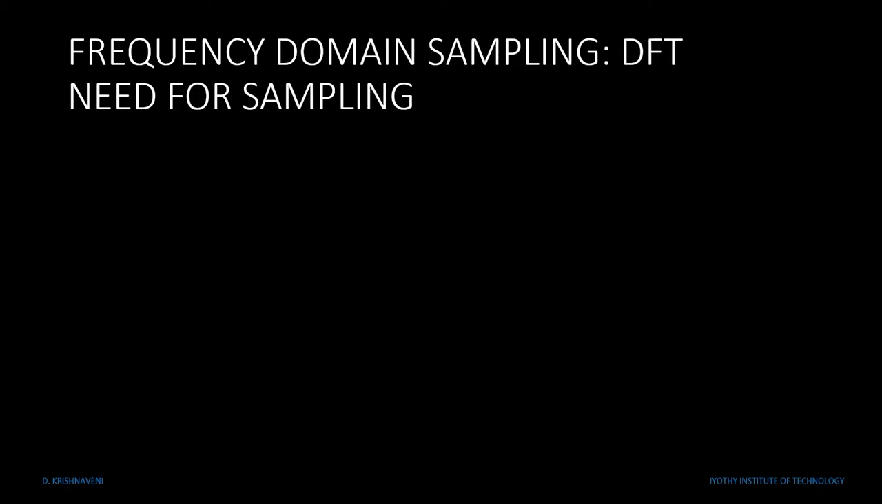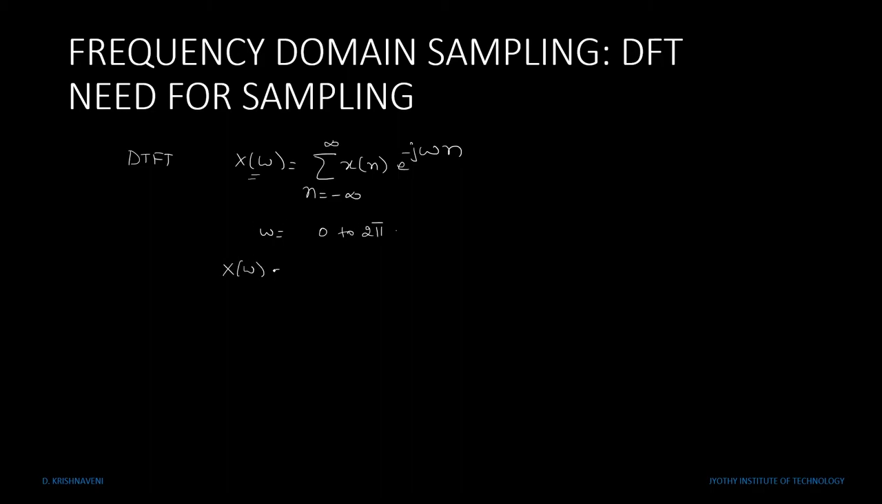Now, what is the need for sampling? I have explained everything. I had already explained that when we perform DTFT, we get a continuous periodic signal, which is not appropriate to be given as input to the digital signal processor. So when we perform DTFT, we get x of omega equal to summation n equal to minus infinity to infinity x of n e to the power of minus j omega n, where omega is the frequency of the continuous periodic signal and it ranges from 0 to 2 pi.